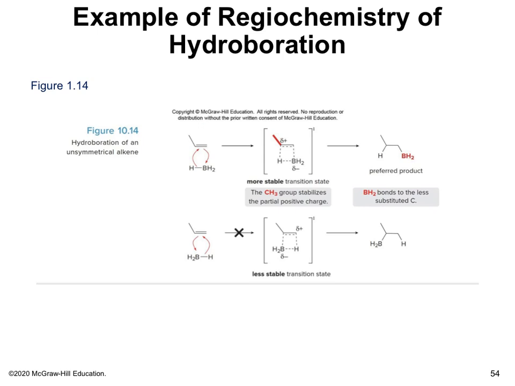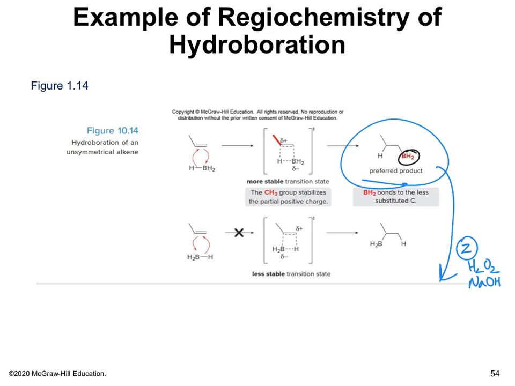So here they're showing you the preferred product, and then in the second step, when you add a hydrogen peroxide and sodium hydroxide mixture, all you have to do is replace the BH2 with OH. So then you just go like that. What I want to see is this either all dashes or all wedges, and this is also maintained. That will capture your concerted stereochemistry, which is syn, in this case syn.